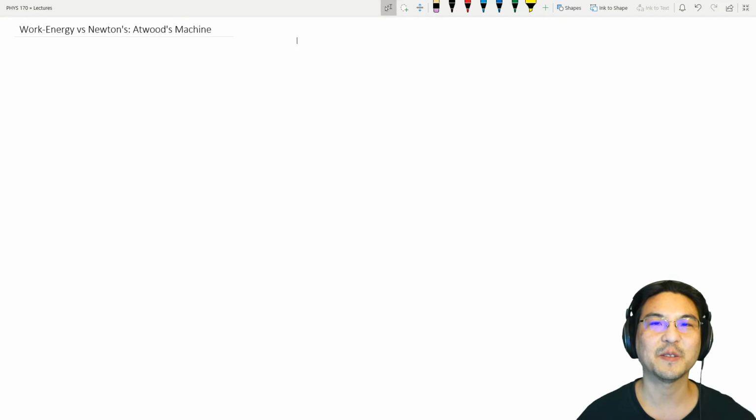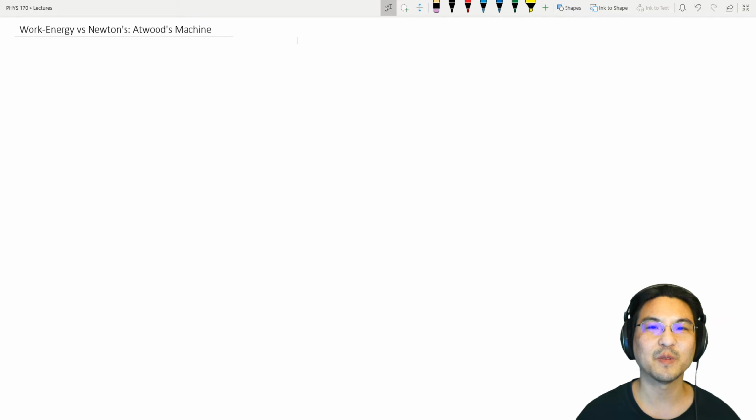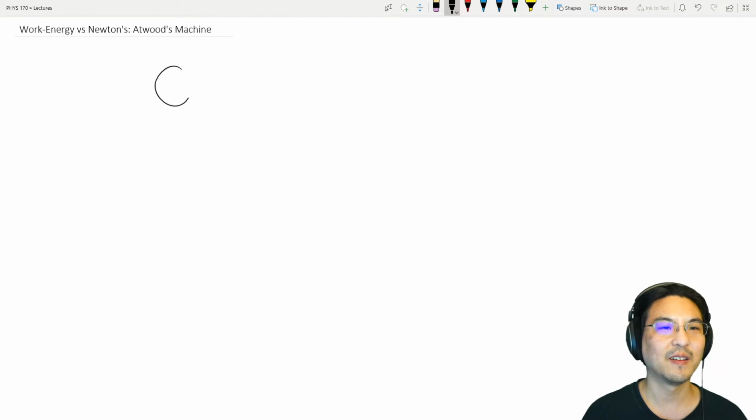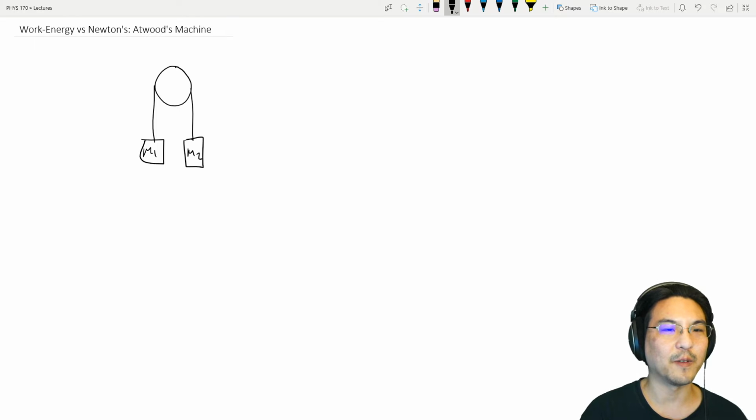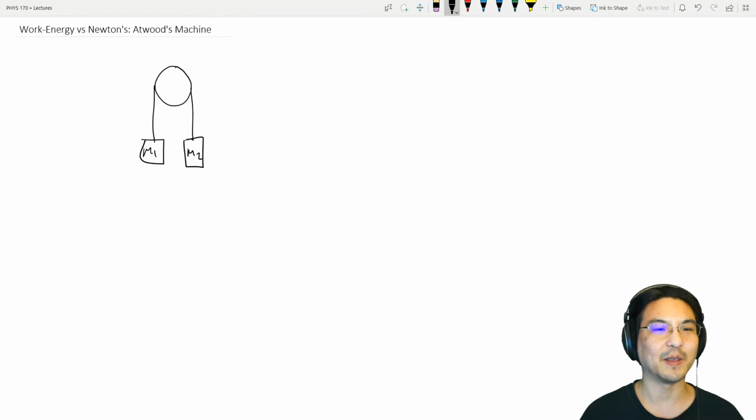Everybody, let's do more dynamics problems showing the difference between Newton's way and the work-energy way. And let's do some examples using the Atwood's machine. That's the one where you have a pulley and then you suspend two masses. If you let these go from rest and the blocks are the same mass, nothing would happen.